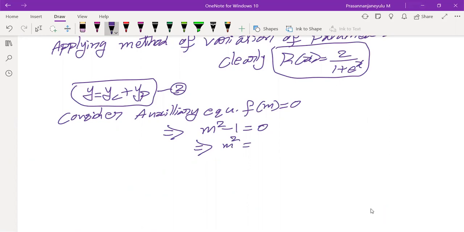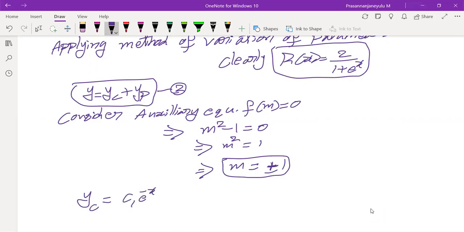So here we'll get m square is equal to 1. That implies m is equal to plus or minus 1. I hope you can remember auxiliary series test, P test, another name. So here m is equal to minus 1 and plus 1. So what is the yc value? We will get the complementary solution yc, c1 into e power minus x plus c2 into e power plus x.